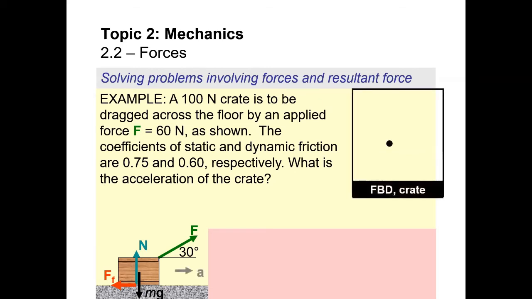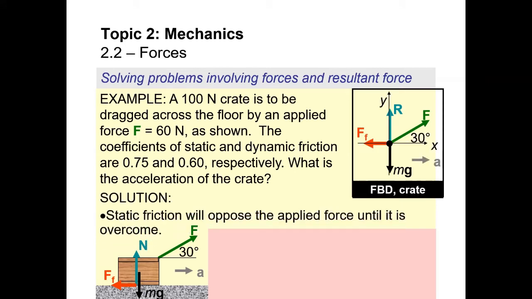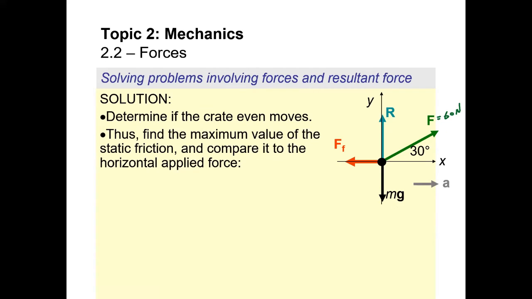Let us draw a free body diagram. mg downwards, normal force is perpendicular to the surface. F drag is at 30 degrees to the horizontal, and the friction opposes motion. Static friction will oppose the applied force until it is overcome. Determine if the crate even moves.